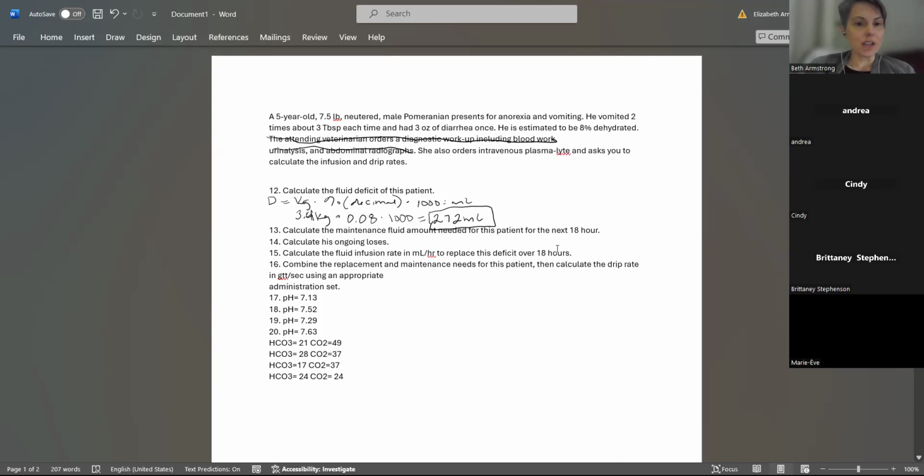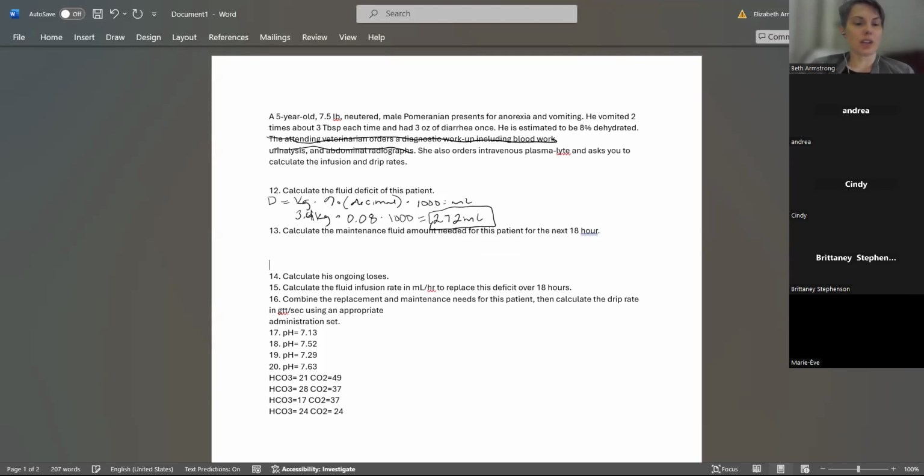All right. Now we need to calculate the maintenance fluid amount needed for this patient for the next 18 hours, because we are going to be rehydrating this patient, it looks like, over the next 18 hours. All right, so what is our fluid maintenance rate?